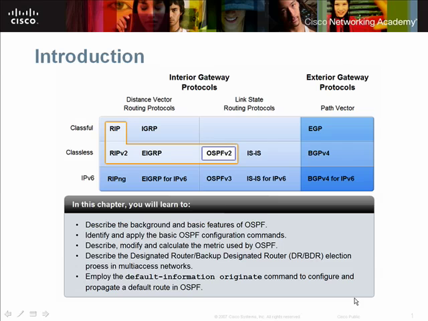OSPF is a link state routing protocol that was developed as a replacement for the distance vector routing protocol, RIP. OSPF is a classless routing protocol that uses the concept of areas for scalability. Cisco's IOS uses bandwidth as the cost metric. The major advantages over RIP include fast convergence and its ability to scale to much larger networks.